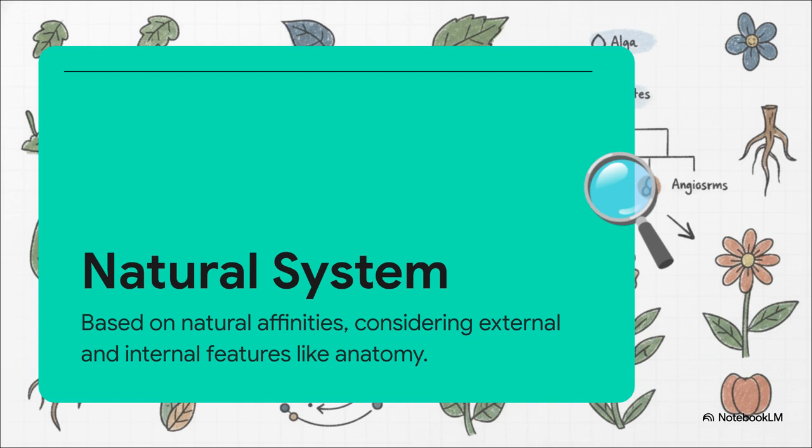Now, this was a massive upgrade from the earlier artificial system proposed by Linnaeus, which frankly grouped plants together based on just a few superficial traits. The natural system goes so much deeper. It looks at external features, sure, but it also examines internal features like anatomy, embryology, the ultrastructure of the cells, and even phytochemistry, which is basically the chemical makeup of the plants. George Bentham and J.D. Hooker famously used this incredibly robust system for classifying flowering plants.